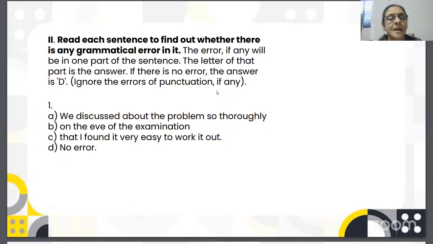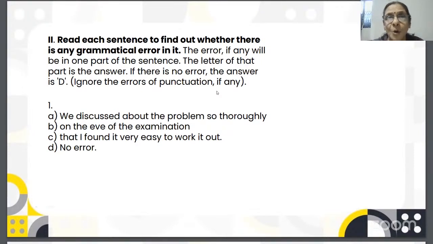We discussed about the problem so thoroughly on the eve of the examination that I found it very easy to work it out. So here also, we have mistakes or errors in prepositions. Even though you have questions like this also, error correction, there also your preposition usage will be checked. So there are different types of questions.